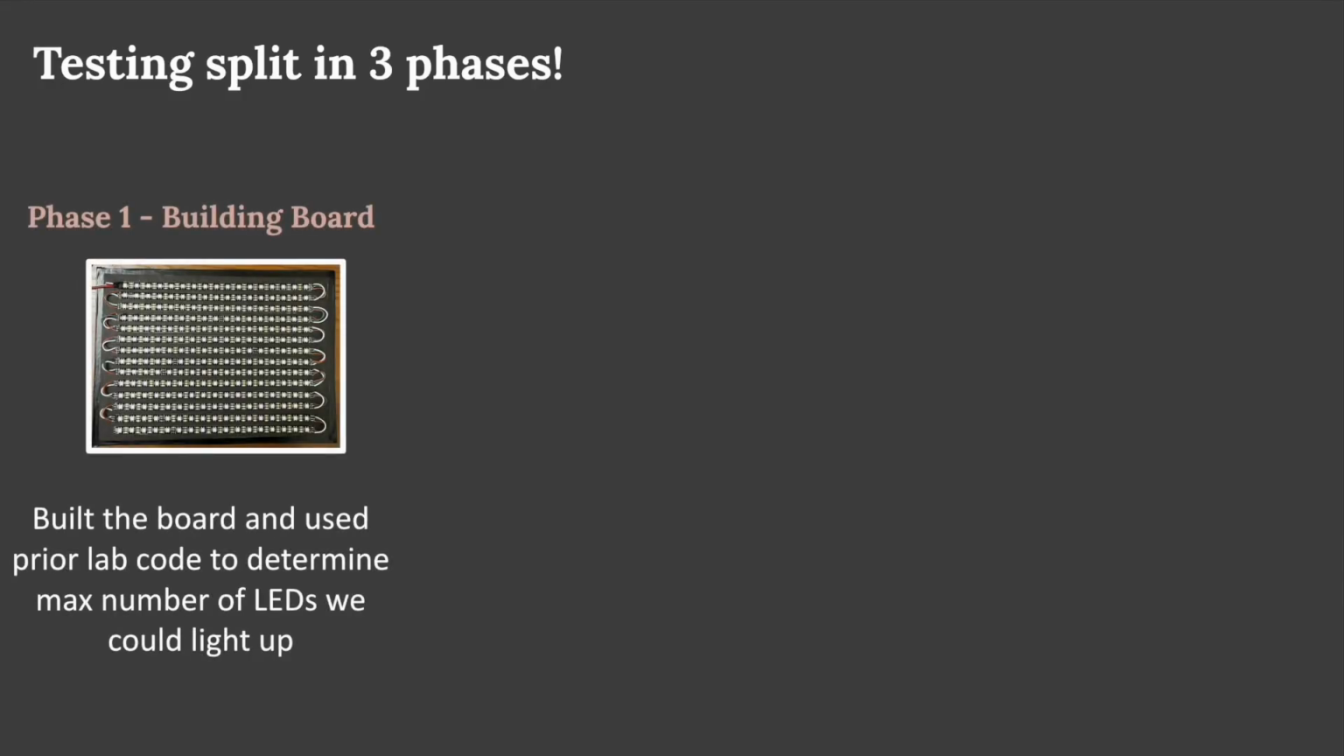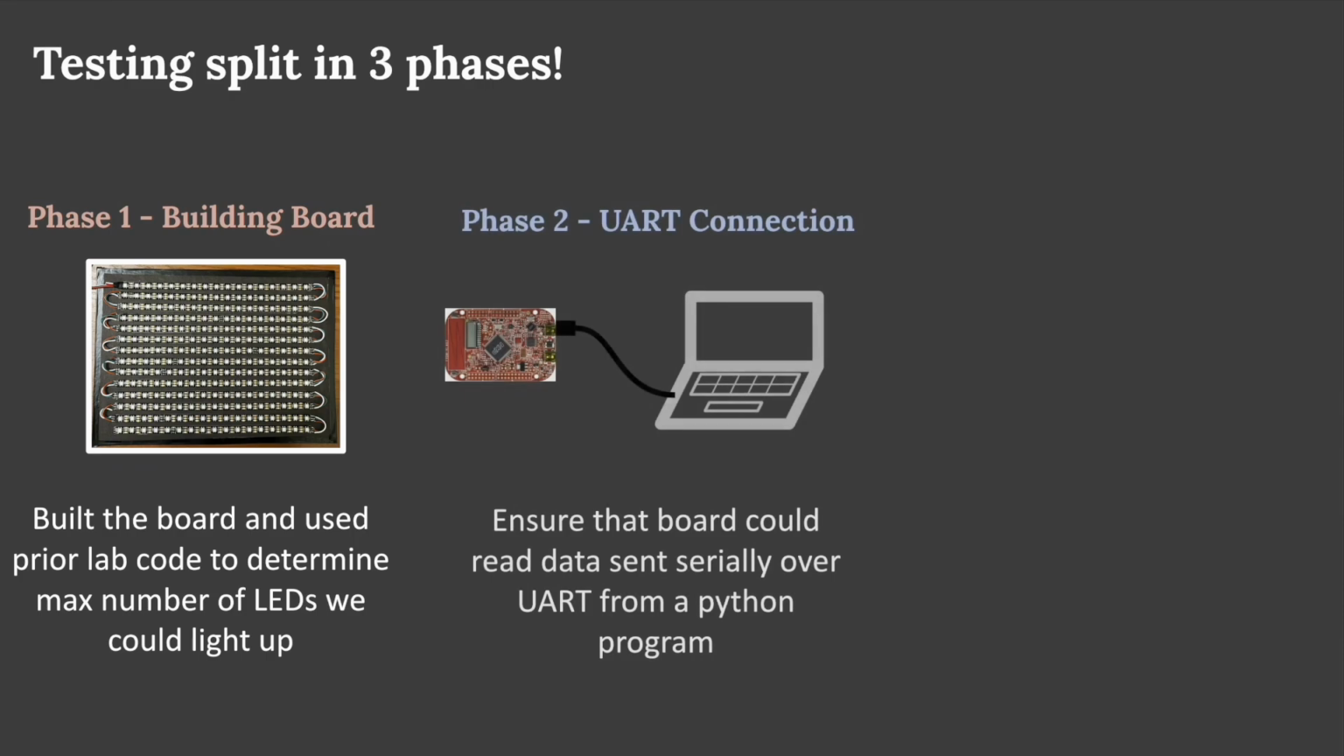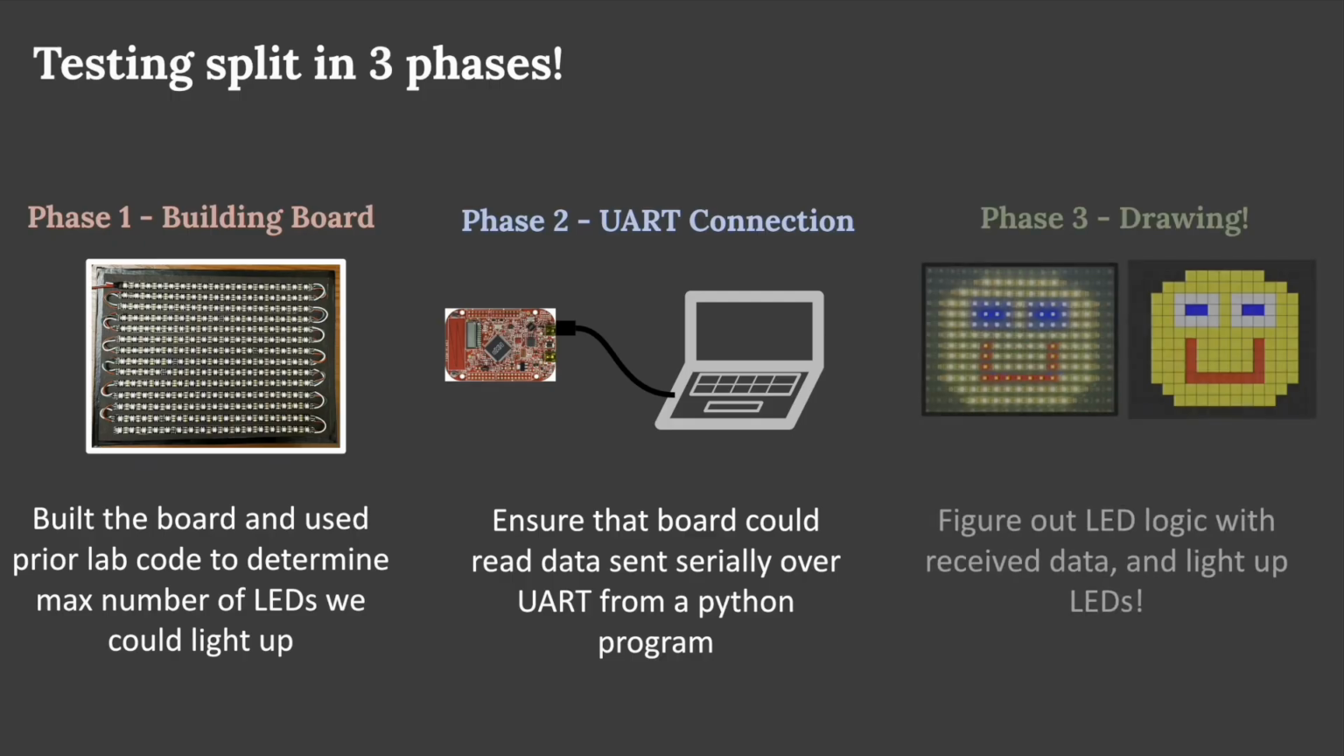Testing was split into three main phases. The first phase was building the board. We went into the lab and soldered the board ourselves, and we also used prior lab code to determine the maximum number of LEDs that we could light up, which ended up being 238 LEDs. Once we were able to get the board lighting up, we had to establish a UART connection, and we had to ensure that the board could read data that was sent serially over UART from a Python program. And once we were able to do that, it was just figuring out LED logic on the board with the received data and actually lighting up the LEDs.